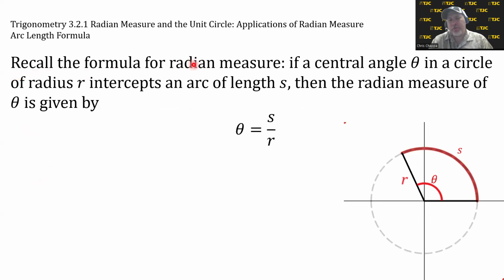Recall the formula for radian measure. If the central angle theta in a circle of radius r intercepts an arc of length s, then the radian measure of theta is given by theta equals s over r, which is like asking how many radii fit inside this arc.